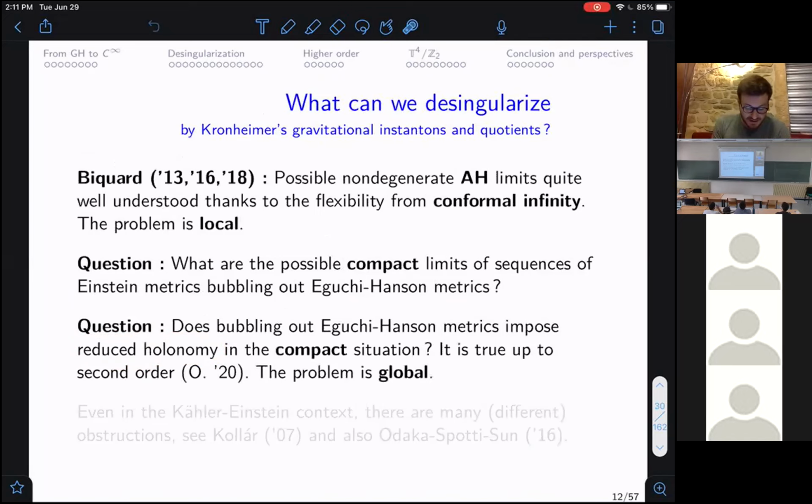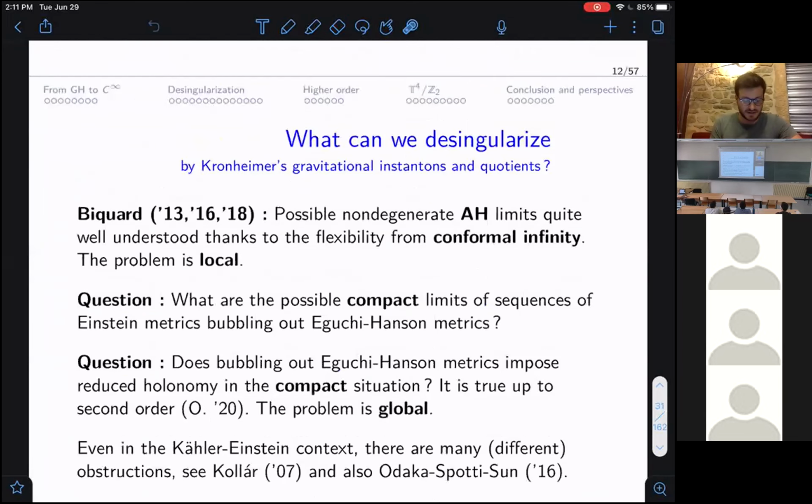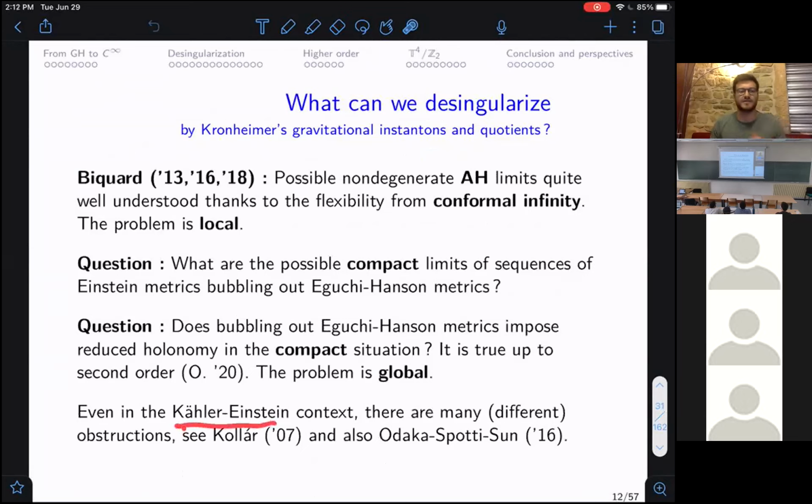And here, this needs a second order version of Picard's result, and this is very different because the problem is global here. And let me mention that even if we were able to solve this question, this would not be the end of the story, because even in the Kähler-Einstein setting, there are obstructions which are very different in nature, but that we also do not really understand.